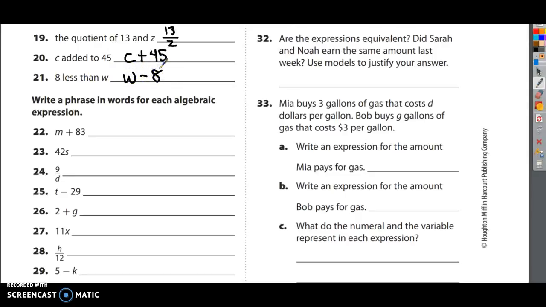All right, so for these next set of directions, again, the answers are going to vary on a lot of these. It says write a phrase in words for each algebraic expression. So we're going to write a phrase in words, and the words I choose for this might be slightly different than yours. M plus 83, I could write the sum of m and 83.